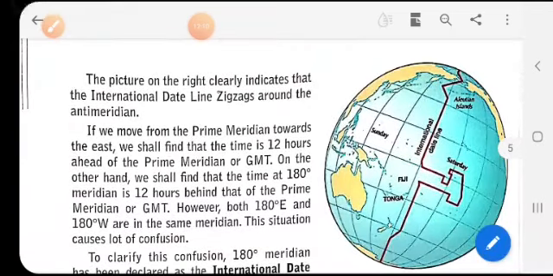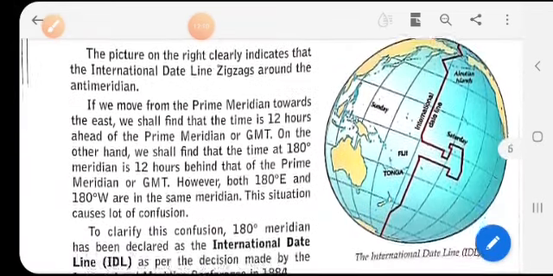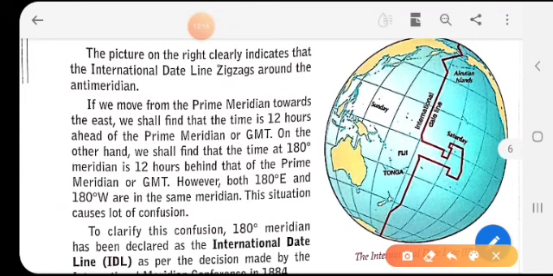Now you can see a picture over here. The picture on the right clearly indicates that the international date line zigzags around the anti-meridian. If we move from the prime meridian towards the east, we shall find that the time is 12 hours ahead of the prime meridian or GMT. On the other hand, we shall find that the time at 180 degrees meridian is 12 hours behind that of the prime meridian or GMT. However, both 180 degrees east and 180 degrees west are in the same meridian.